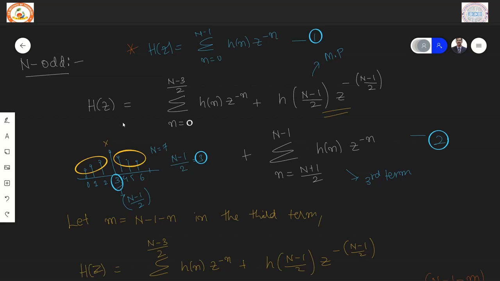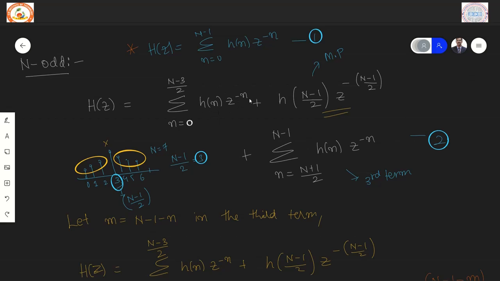Now this H of z can be split into 3 parts. Whenever N is odd, we have learned that the center element, that is (N minus 1) by 2, will carry a value. And then we'll have values on either side of the midpoint. So we have a left part, we have a right part, and we have a center element. Therefore, the 3 terms can be described. So starting from the left, the index starts from 0 till (N minus 3) by 2.